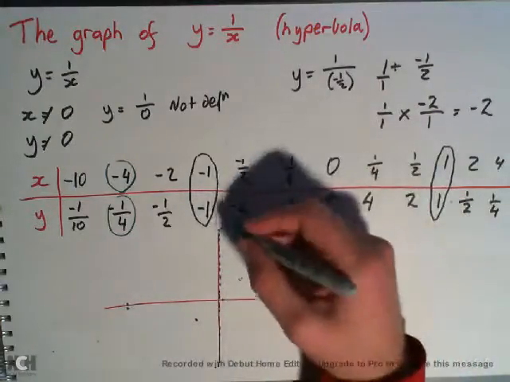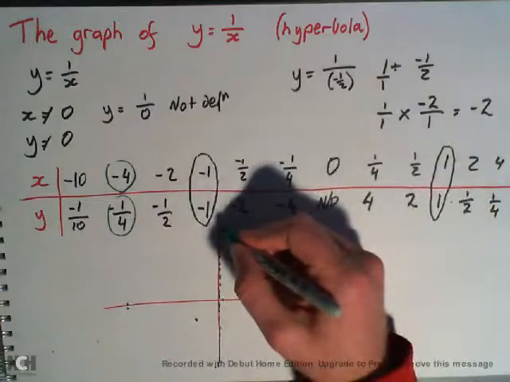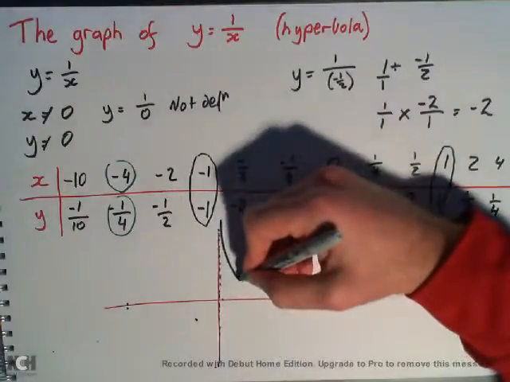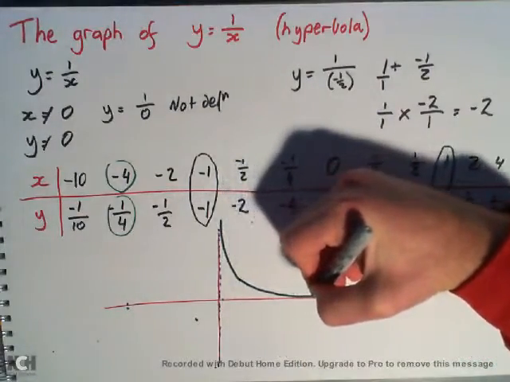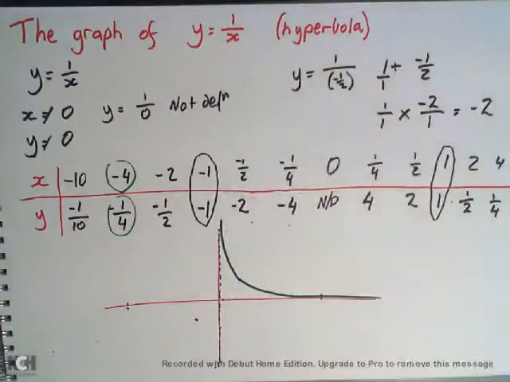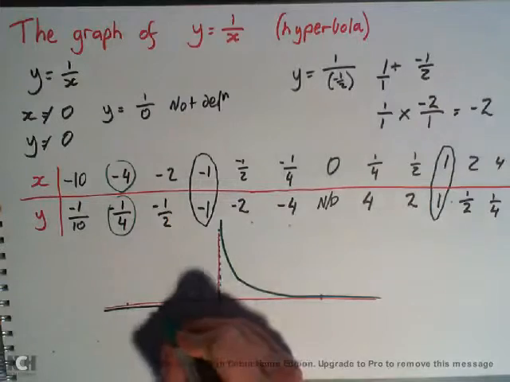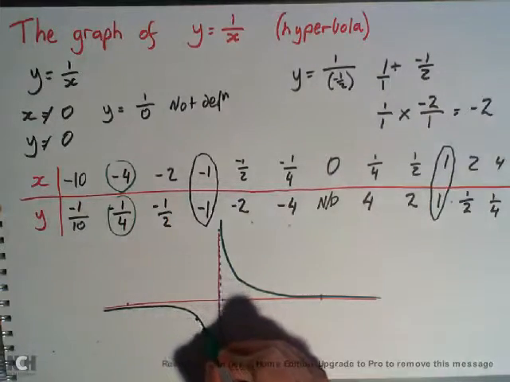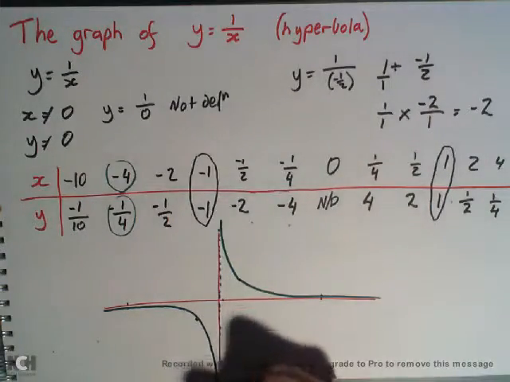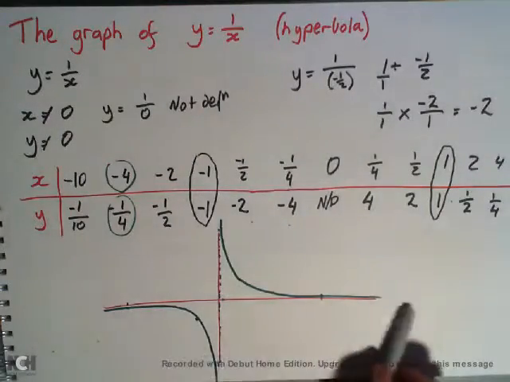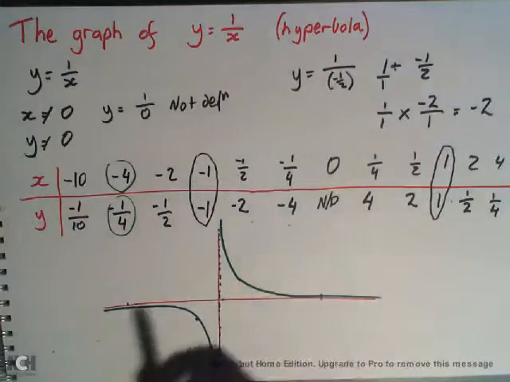Now connecting the dots, I could put all the other points in, but just to save time, it's going to go like this. And very similar on this side, going through that point 1, and it gets close. So as you can see, the closer we go to 0, the steeper it goes up, and the steeper it goes down. And along the horizontal axis, we also get a similar effect.